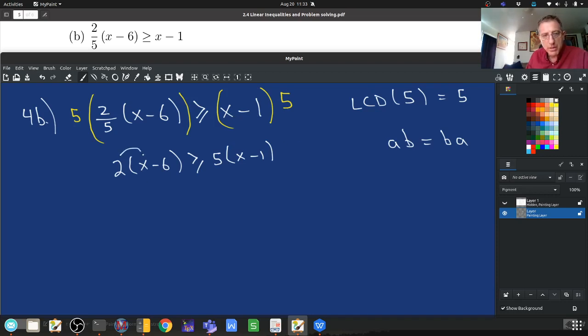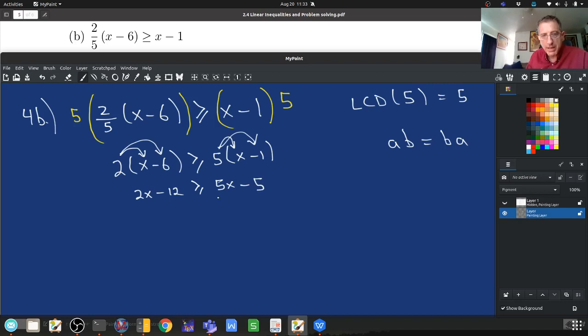I'm hoping you see that now I'm going to use the distributive property. 2 times x is 2x. 2 times minus 6 is minus 12. 5 times x is 5x. 5 times minus 1 is minus 5.